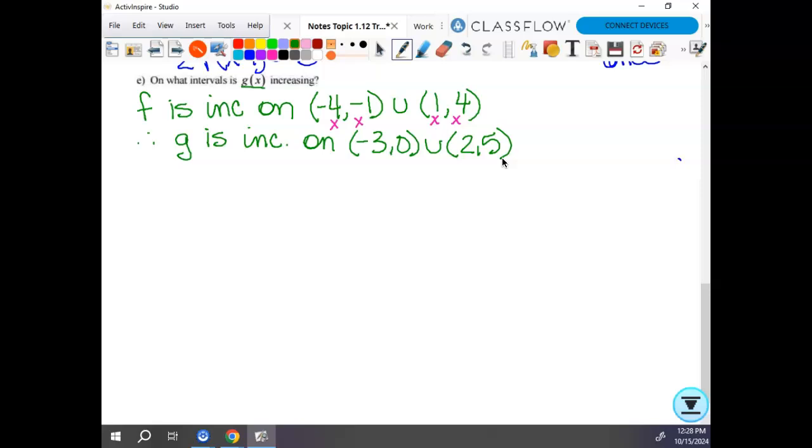Okay? Yes, the y values change also, but that does not change the interval of what is increasing, because it stretches it this way. Okay? The width is the same, basically. Everybody okay with that? Good. All right, so flip it over.